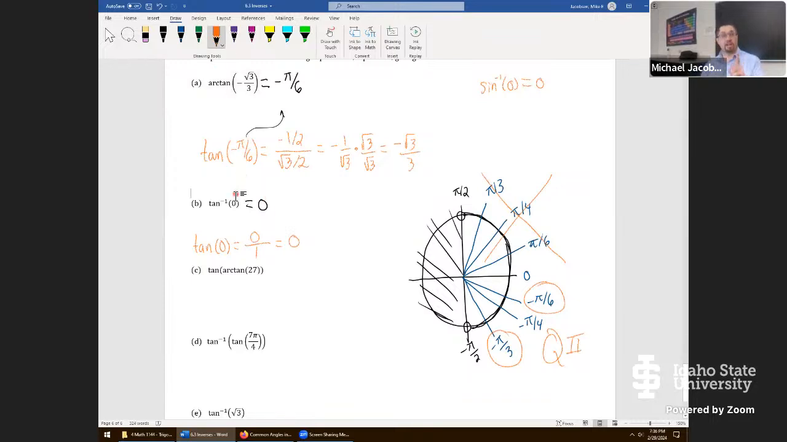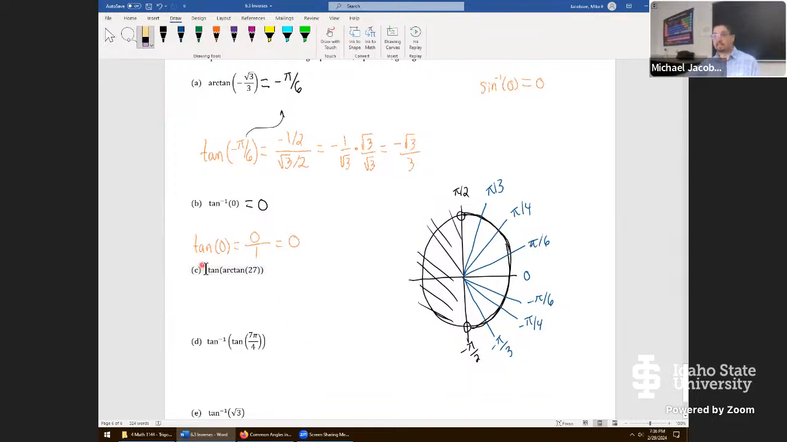The zeros and the ones are sometimes a freebie. If you see tangent inverse of 0, it's just a 0. Now, if you see a positive 1 or negative 1, it's either pi over 4 if it's a positive 1, or negative pi over 4 if it were a negative 1. So there are some tangent values that are pretty fast to calculate, but not all of them. Some of them are definitely pretty tricky, I'd say.